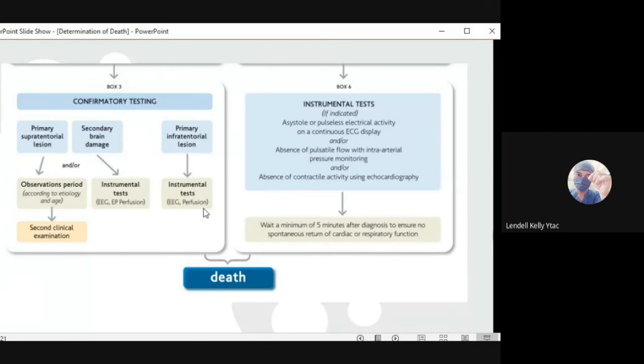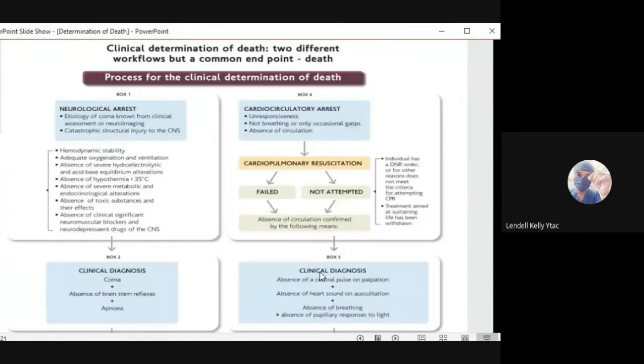If meron pa bang blood perfusion doon. So pag wala na, hindi na makita yung expected na result natin, it will lead to death. So that's the difference between the two, no? The neurologic arrest and cardiocirculatory arrest.